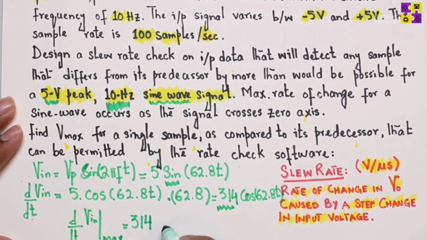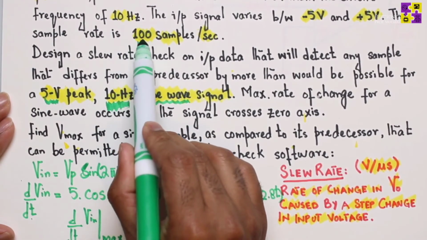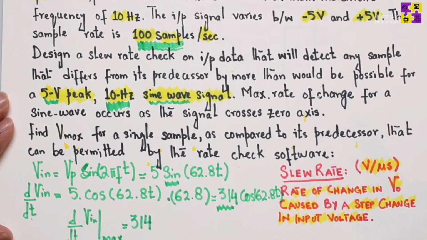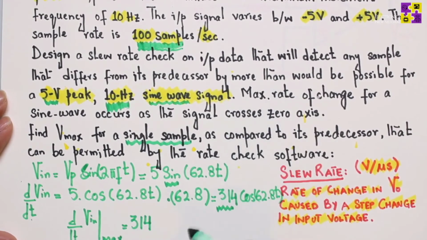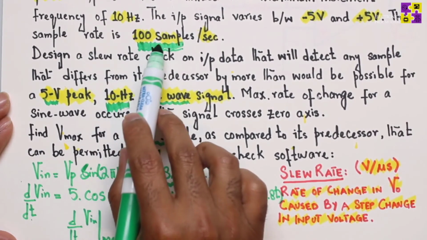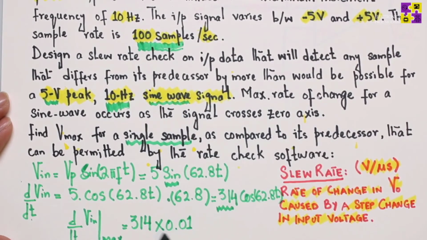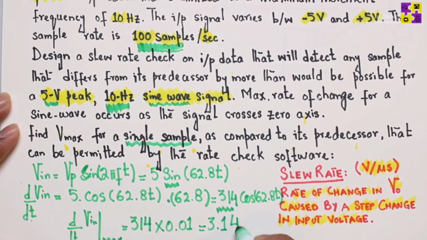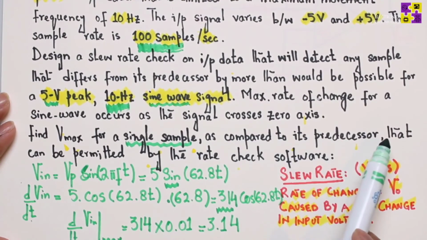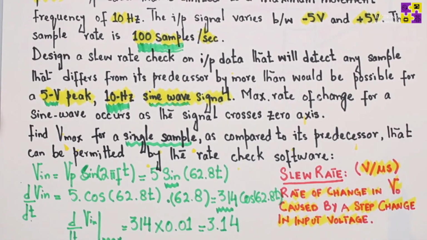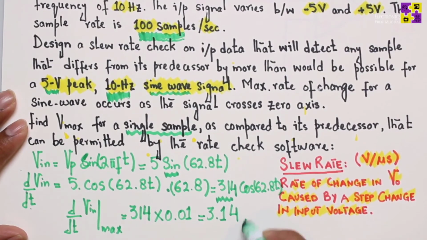Now, since the sample rate was set to 100 samples per second, and we are only interested in a single sample, if I multiply this by 0.01, since we're doing 100 samples, I would get 3.14. That is the maximum voltage for a single sample as compared to its predecessor that can be permitted by the rate check software.